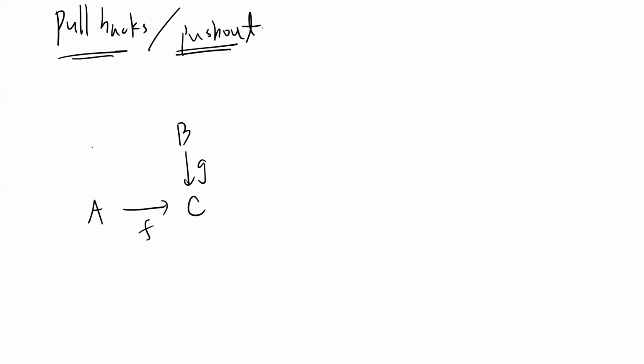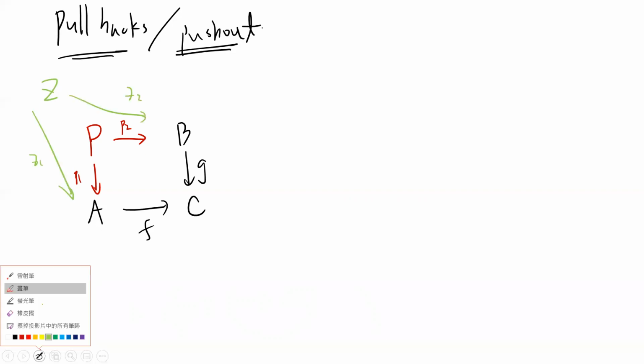So let's see. If you have P here, then you need to give us two maps, P1 and P2, such that if you have any object here, let's say this is Z, with maps Z1 and Z2 that make this diagram commute, then there will be a unique map Z to P, such that everything commutes.